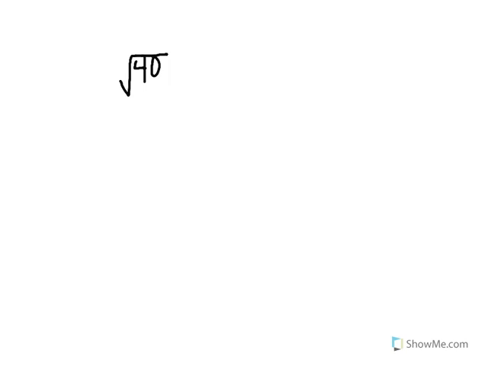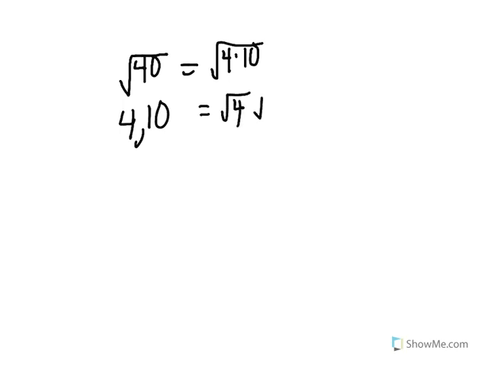Here we have the square root of 40, and if we think about the perfect squares that can go into 40, we know that 4 is a perfect square, and 4 times 10 would give us 40. So we could rewrite this as the square root of 4 times 10, which is the same thing as the square root of 4 times the square root of 10. And the square root of 4 is 2, so we get 2 times the square root of 10. Now 10 is not a prime number, so we can reduce this further.